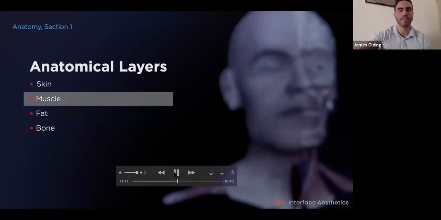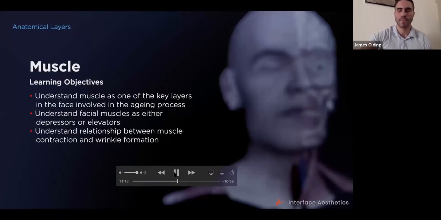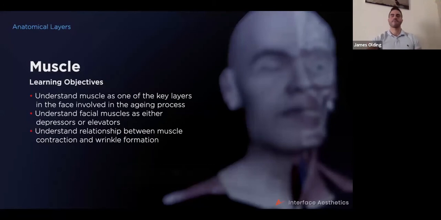In this section, we move a layer down into the muscles of the face. We will discuss the role of muscles in the aging process and look closely at the action of the muscles, including as depressors and elevators.